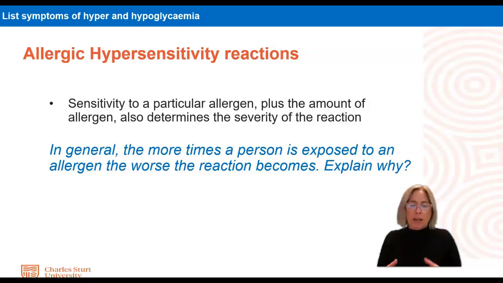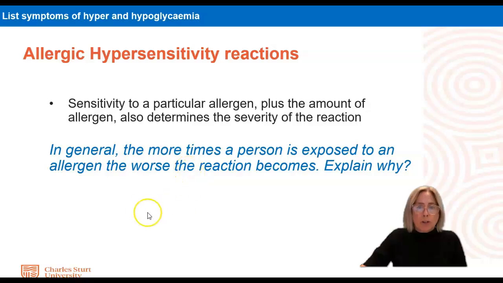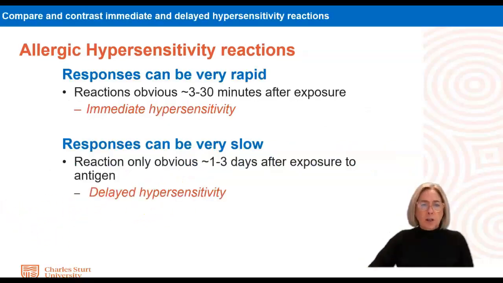And so when you do stimulate tolerance, then the body sees that allergen or antigen as normal and doesn't mount an immune reaction to it. However, in general, the more times a person is exposed to an allergen, the worse the reaction becomes. And so with these allergic hypersensitivity reactions, the responses can be very rapid or they can be very slow. With the very rapid responses, the reactions are obvious somewhere between 3 to 30 minutes after exposure. And it's for this reason that they're called immediate hypersensitivity reactions.